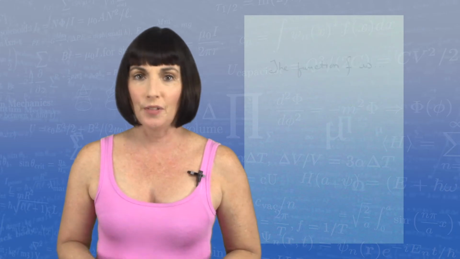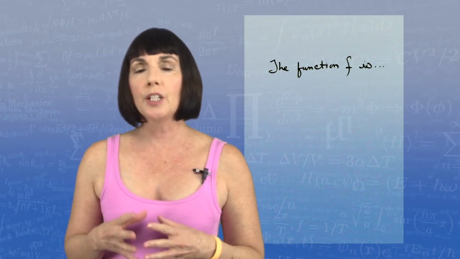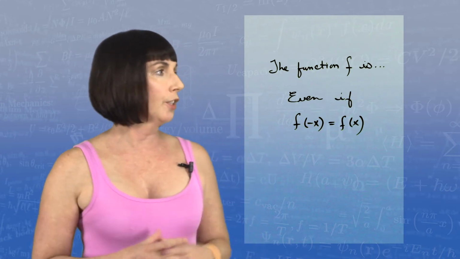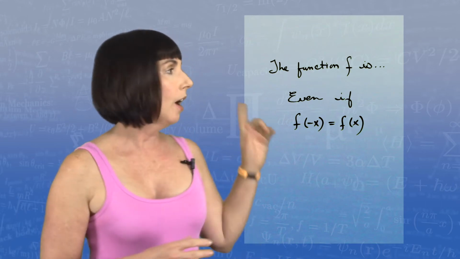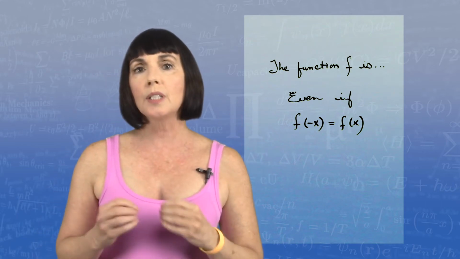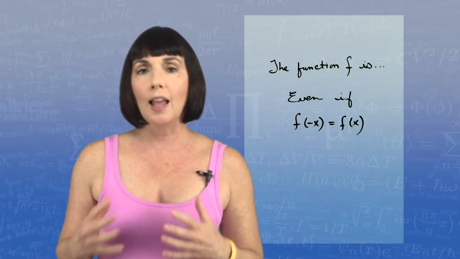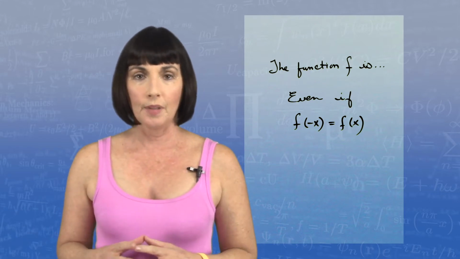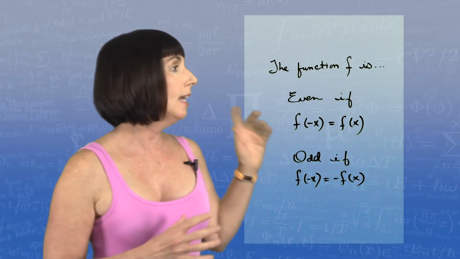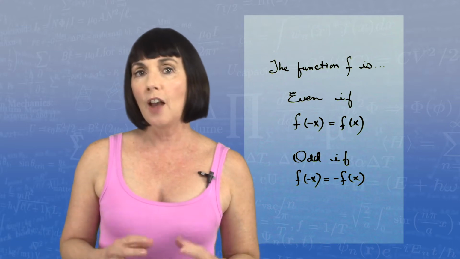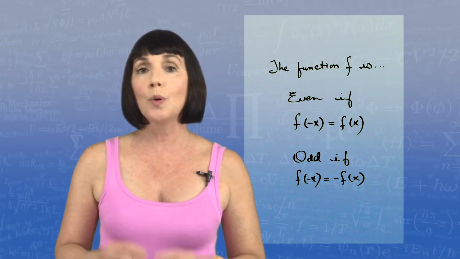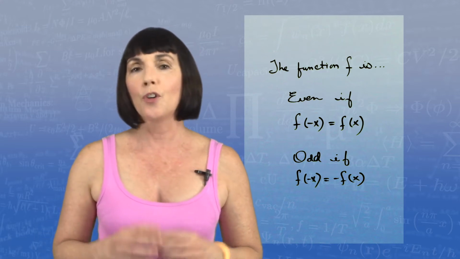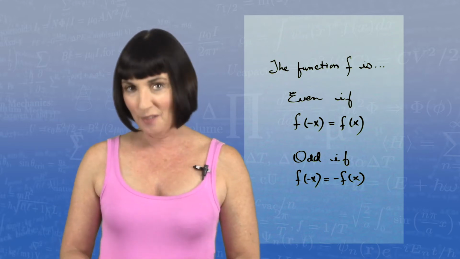Today we're talking about odd and even functions and symmetry. So here are your definitions. The function f is an even function if f of negative x is equal to f of x for all x in the domain of f. And the function f is an odd function if f of negative x is equal to negative f of x for all x in the domain of f.